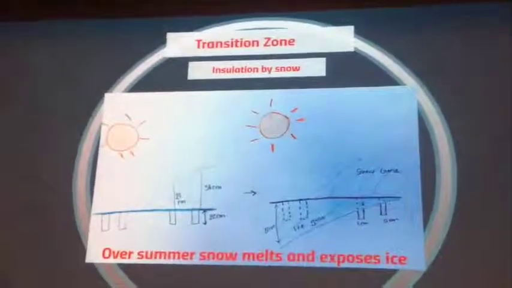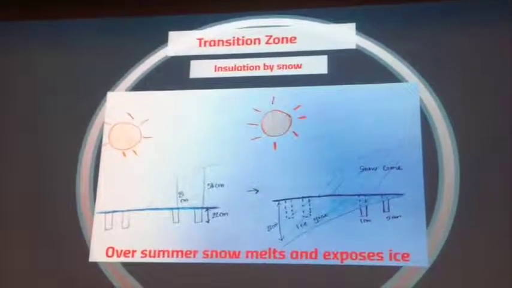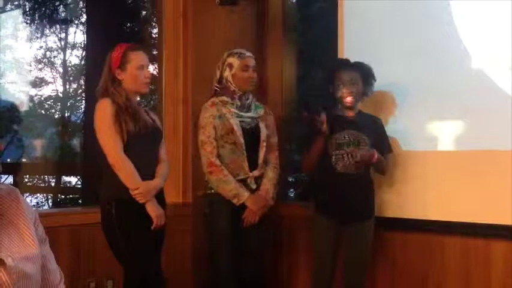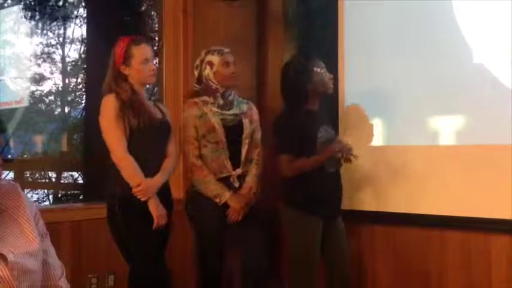So next we have the transition zone. The transition zone is where there's melting and a creation of ice on the mountain. Yearly there's an equilibrium of, like she said, melting and ice creation. Here we conducted a research.